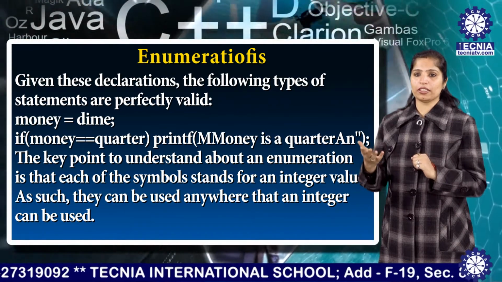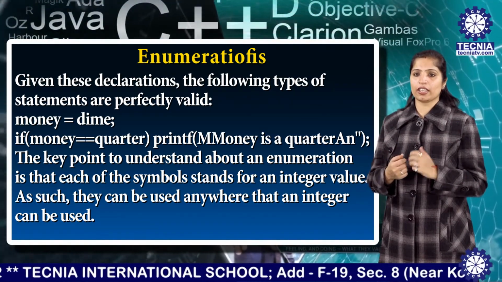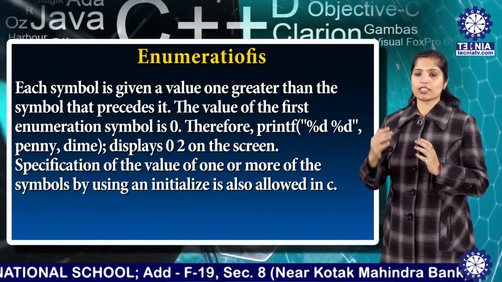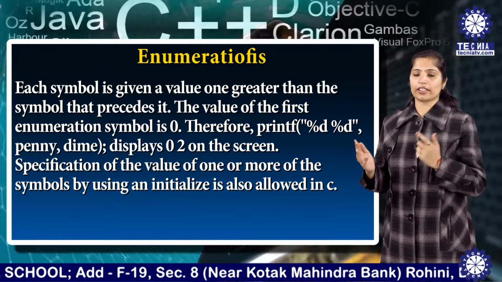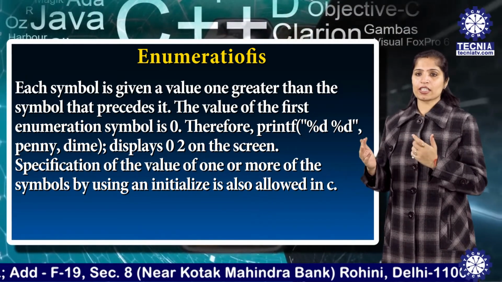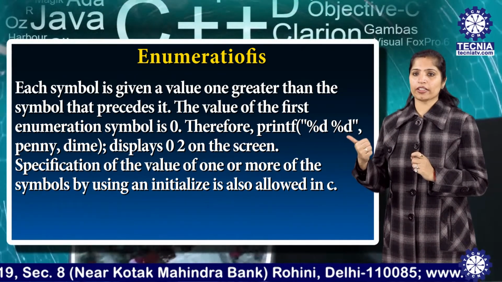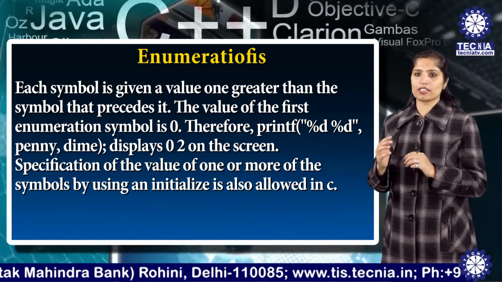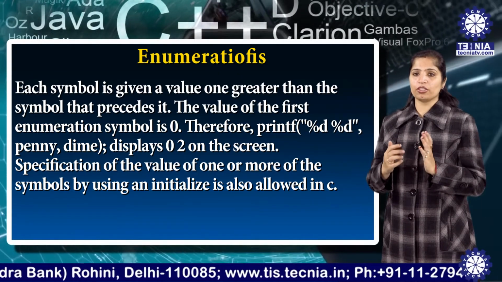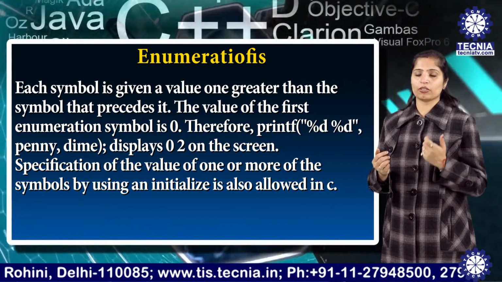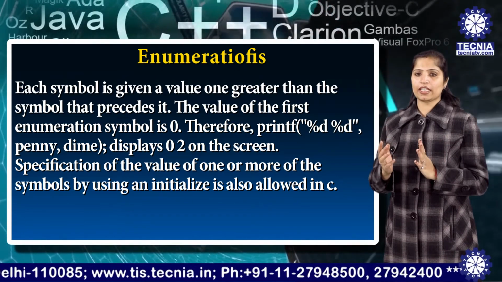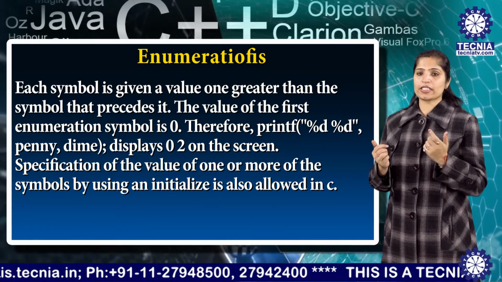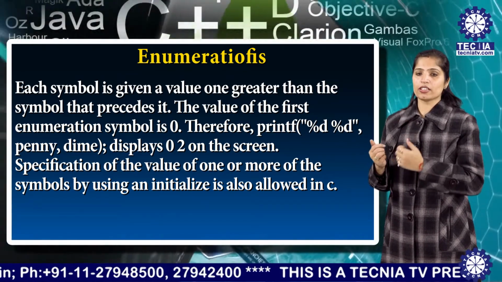The key point to understand about an enumeration is that each of the symbols stands for an integer value. As such, they can be used anywhere that an integer can be used. Each symbol is given a value 1 greater than the symbol that precedes it. The value of the first enumeration symbol is 0. Therefore, if we write a print statement, printf %d with penny and dime, which you can see in the diagram, it displays 0 and 2 on the screen.